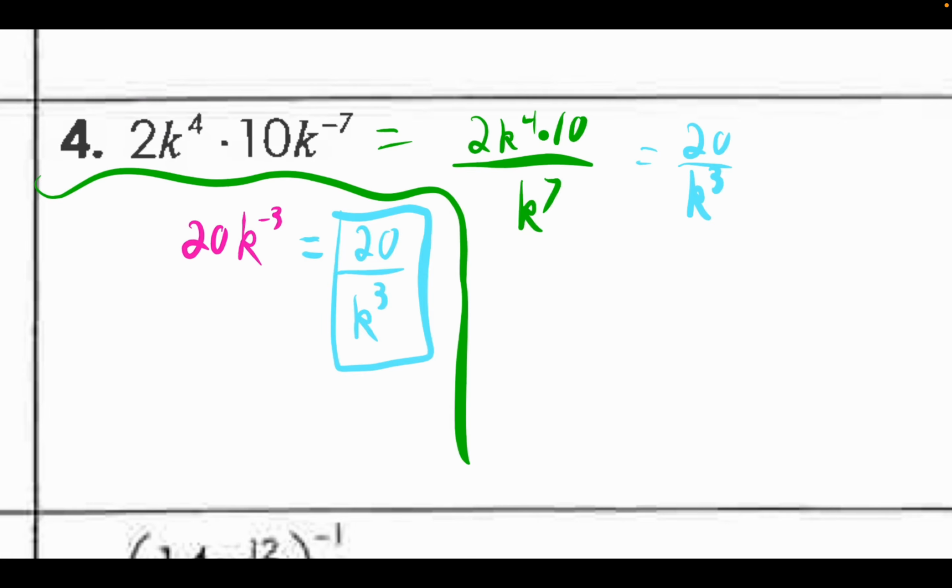So that's one way you can think about it, is since there's more on the bottom than the top, they end up on the bottom. So a few different ways to think about this problem that all end up arriving at the same answer of 20 over k to the third. And if one or more of those was confusing to you, ignore those and go with the one that makes more sense.